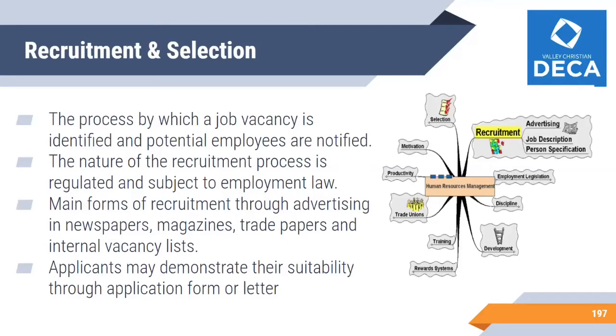So the first one is recruitment and selection, which is basically the process by which a job vacancy is identified and potential employees are notified. So basically, you're looking for qualified people for a certain position, and of course this process is subject to employment law. Main forms of recruitment are usually through newspapers, magazines, trade papers, and internal vacancy lists, but recently we've also been seeing online spaces to find jobs, such as websites like Indeed and Glassdoor. But usually, regardless of where you find the advertisement, you demonstrate your suitability through an application form or letter, which is basically a resume.